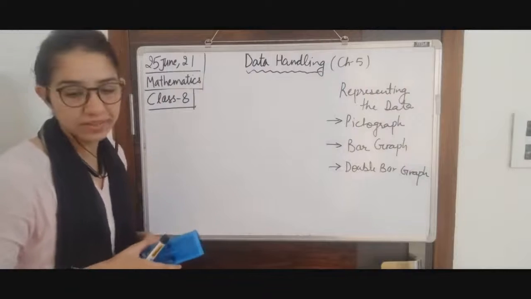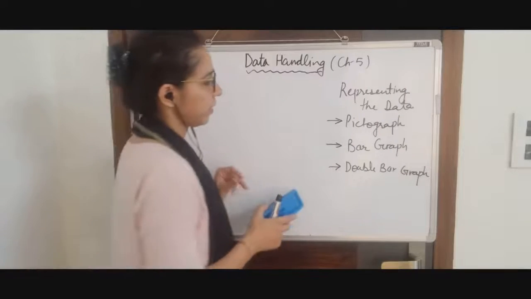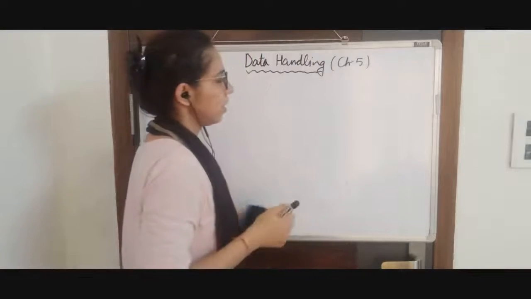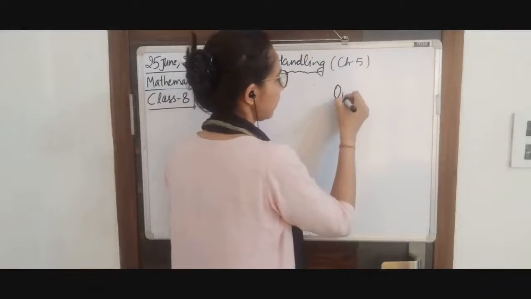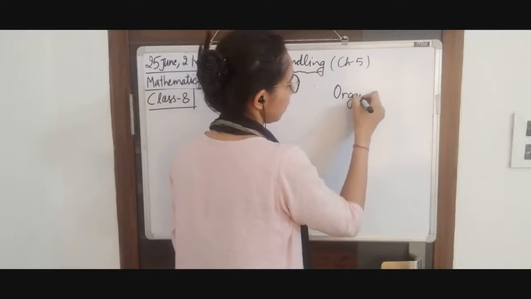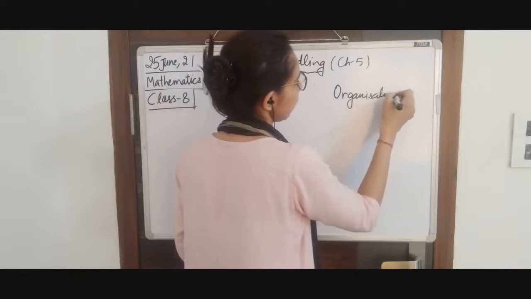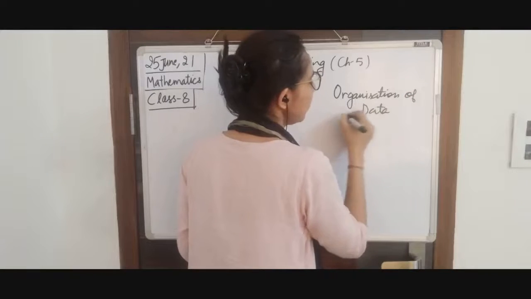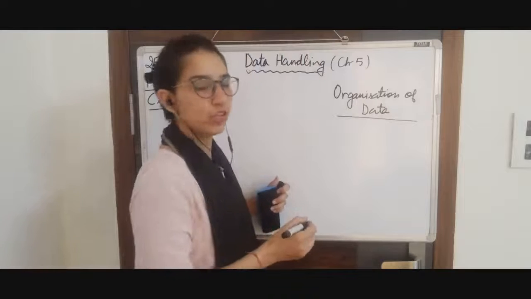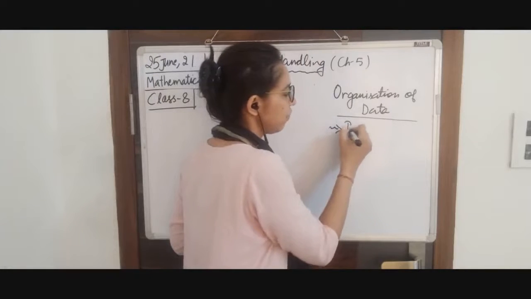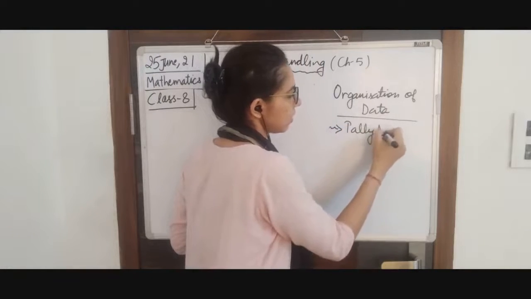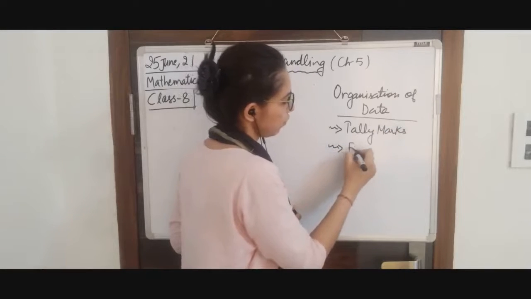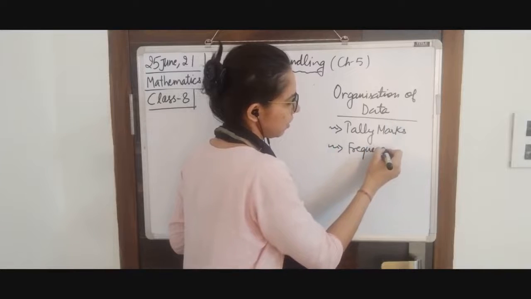Next is our organization of data. Today we will be doing organization of data. We have represented our data. Now we want to organize our data. For it, we have again three methods. First is we use tally marks. Then we use frequency distribution table.